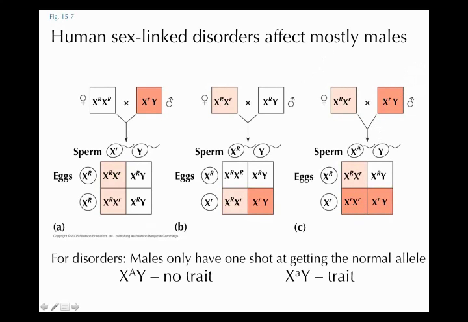But this is rare because the little r allele, the X little r, is very rare in the population. So we don't run into this very frequently. So that's why the boys only have 1 shot at getting the normal allele, the big R. And so when they get the little one, then they have the trait or the disease.